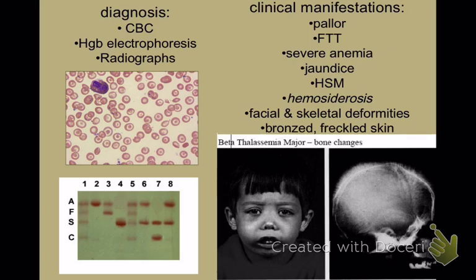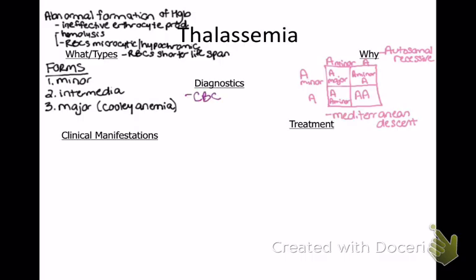So let's look at diagnosis and clinical manifestations. We diagnose it with a CBC, right? Remember we talked about the MCV and the MCH, and that was the size. Those are going to be low with this patient. Obviously their hemoglobin's going to be low. Hemoglobin electrophoresis. And radiographs, because these children, because of their lack of oxygen, they often have bone deformities, skeletal deformities. As we remember, we said if long term the patient's not getting enough oxygen, they are at risk for growth problems.